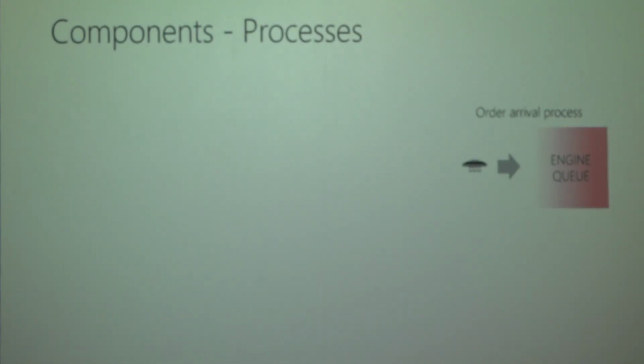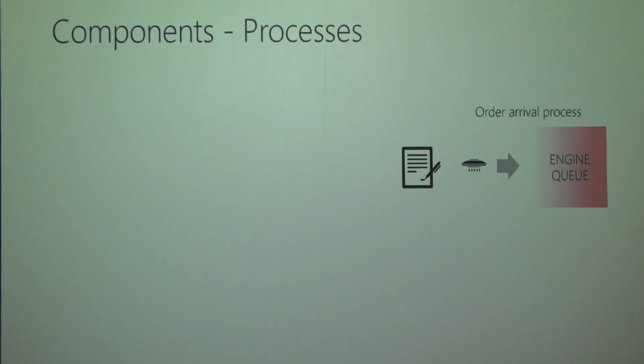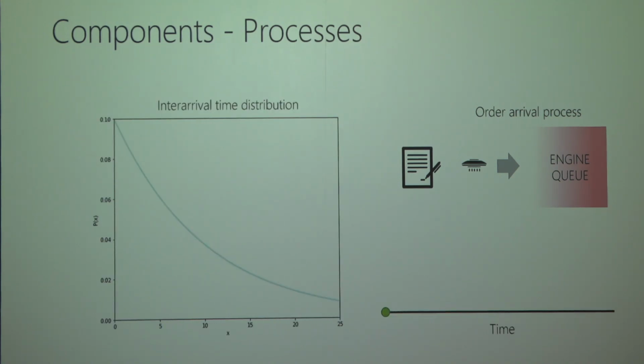So our first process is the order arrivals. Our clients, they want new UFOs, so a new order comes in. And like I said, we have some stochastic element that basically describes how this process happens. And in this case, we're interested in the inter-arrival time. So that is, okay, we have an order, how long until the next order? In this case, it's an exponential distribution. It's used quite a lot for these kinds of things.